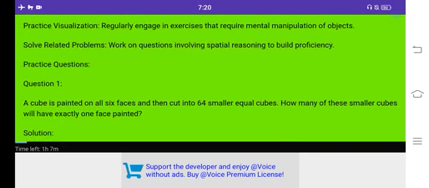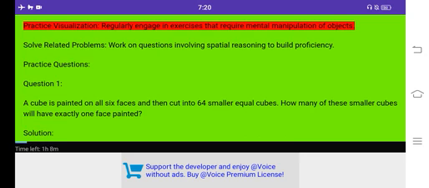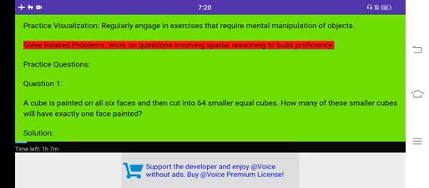Study tips. Use visual aids, employ diagrams and models to improve spatial understanding. Practice visualization, regularly engage in exercises that require mental manipulation of objects. Solve related problems, work on questions involving spatial reasoning to build proficiency.